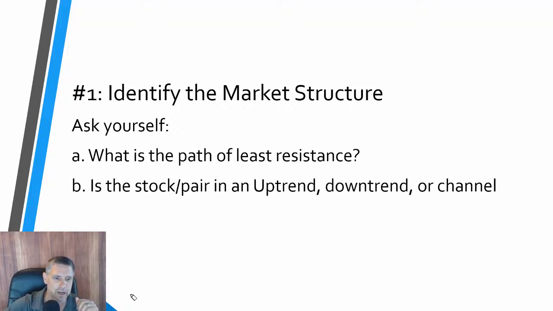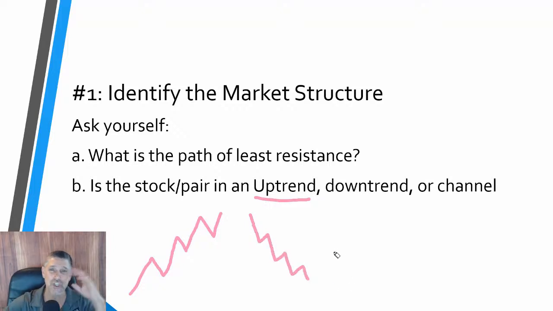So if I was going to draw on here, for example, you guys know an uptrend is a series of higher highs and higher lows. A downtrend is a series of lower lows and lower highs. So channels are anything other than that. So it could look like this, equal highs, equal lows.